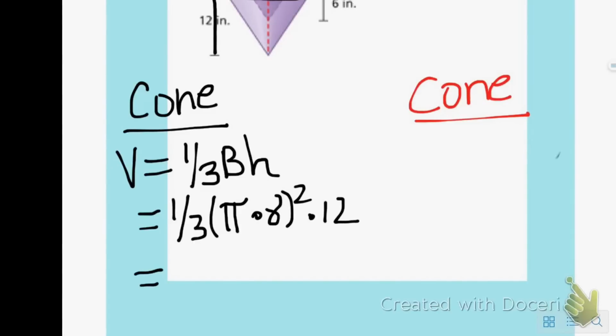So I need to get my calculator out, and I'm going to say 1/3 times pi times 8 squared times 12. And the volume for my large cone is 100 pi.